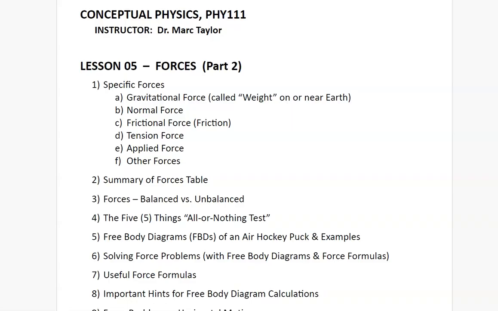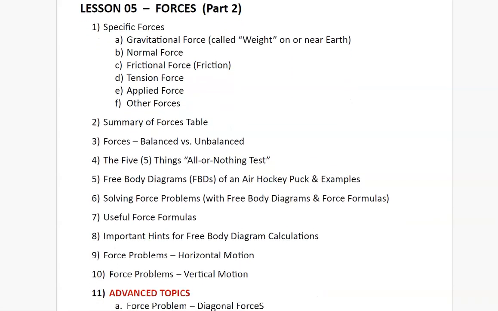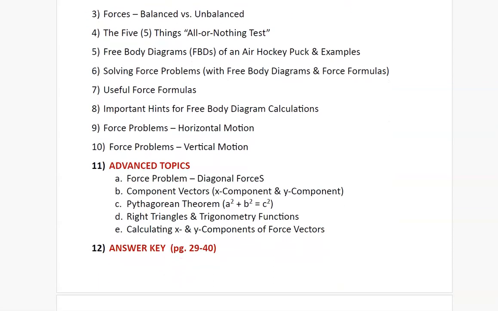And then we'll give a brief summary of forces so you have it all together. Then we'll talk about a concept of balanced versus unbalanced forces. We've talked briefly about net forces. When the net force is zero, that means the forces are balanced. So if the net force is not zero, the forces are unbalanced. Then we'll cover something I like to call the 5 things all or nothing test. And we've actually done this in Lesson 4. I just didn't point it out as being the 5 things.